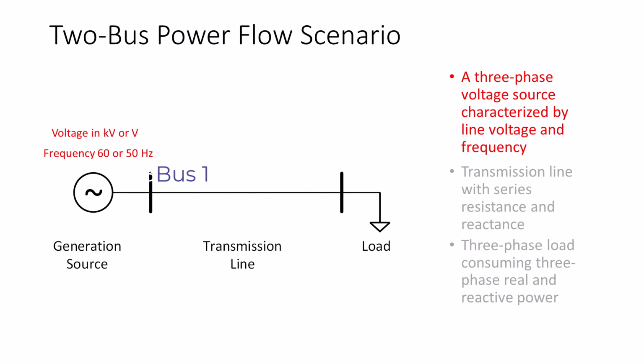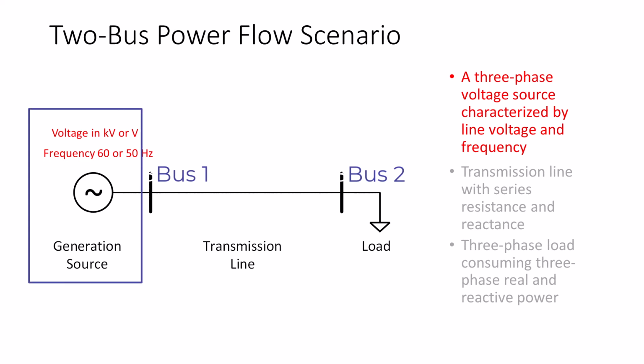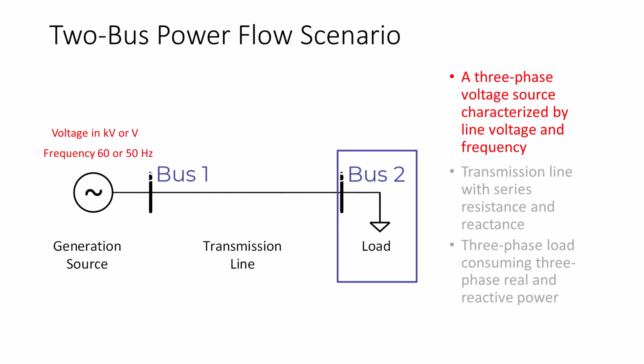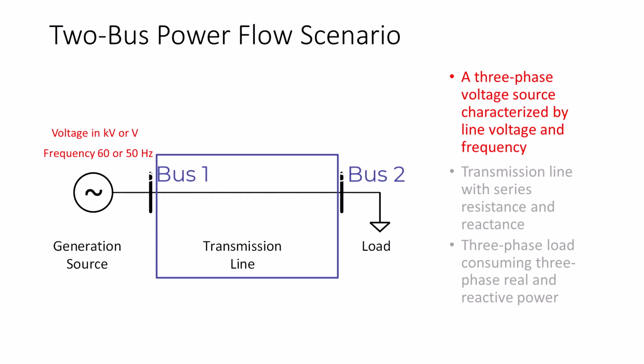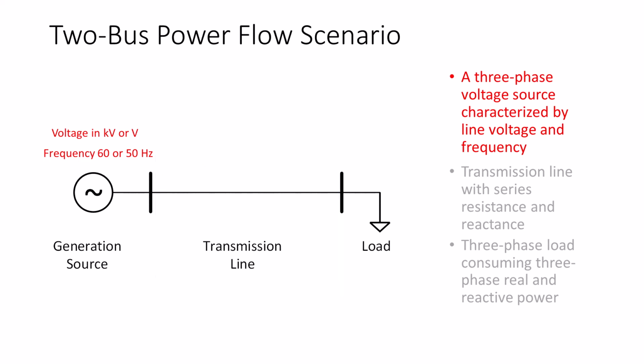We will be looking at a two-bus power system with a generation source, an electric load, and a transmission line that interconnects the load to the source. This circuit would be representative of either a low-voltage distribution feeder or a high-voltage bulk power system. In this presentation, we will be considering a three-phase example where the source is assumed to be ideal with a constant line voltage and frequency.